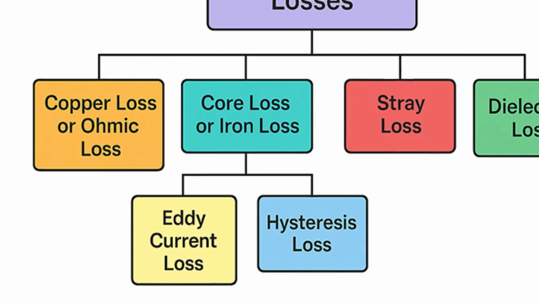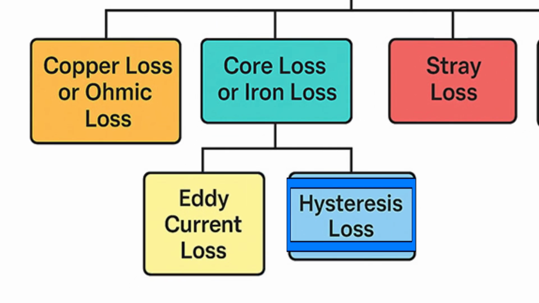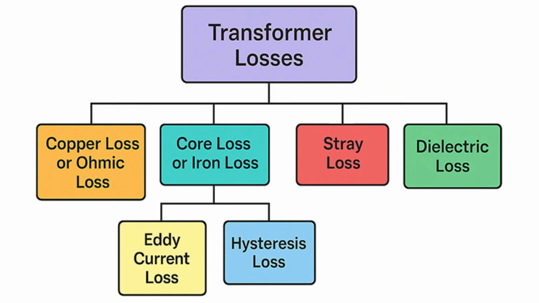Core losses consist of two parts: eddy current loss and hysteresis loss. When the alternating magnetic flux passes through the iron core, it induces small circulating currents within the metal. These currents are called eddy currents, and they cause heating of the core material, which is a power loss.